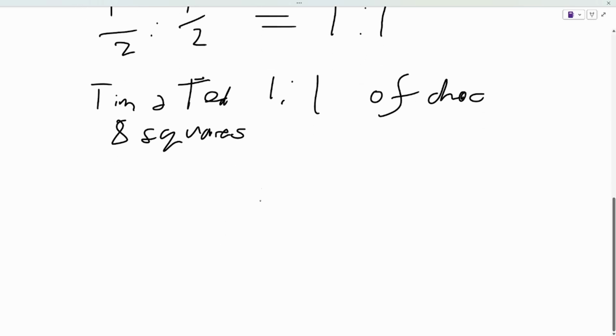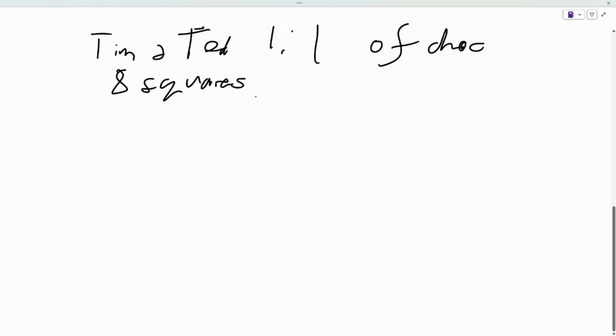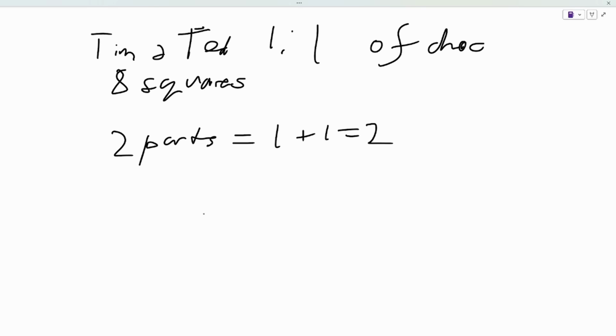So first, let's work backwards. So we have 1 to 1. So how many parts are there total? So there's 1 part there, 1 part there. So that means there's 2 parts, as 1 plus 1 equals 2. So there's 2 parts total.